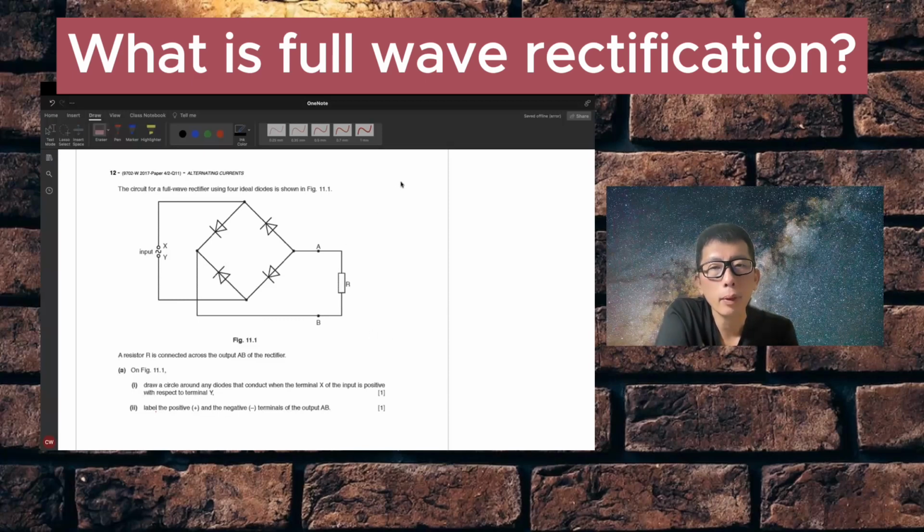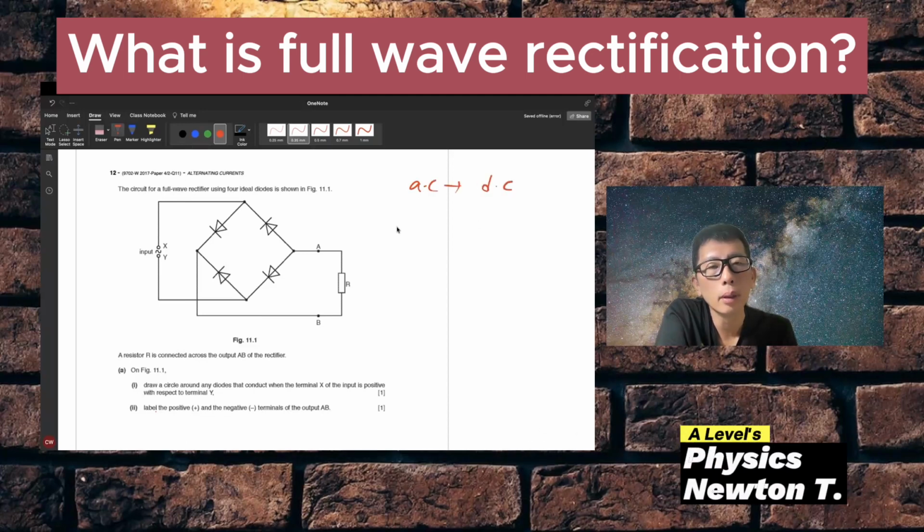Okay, what is rectification? Rectification is the process of converting AC to DC. Okay, so it means that AC current flows two ways, either forward or reverse. By this process we can convert this to something like this. So in this question we'll be dealing with full-wave rectification.